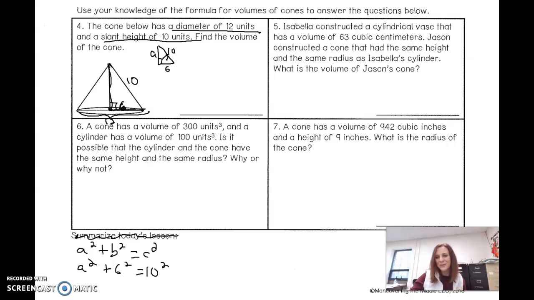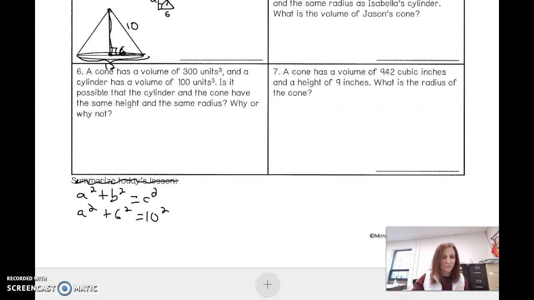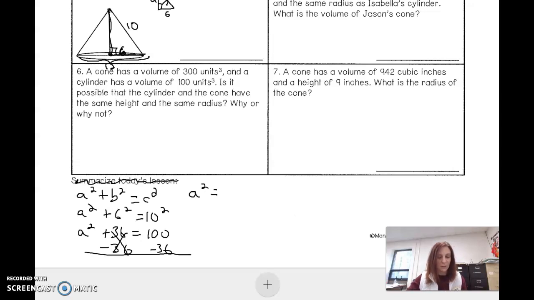A lot of the stuff we learned doesn't go away, guys. A squared plus 36 is equal to 100, 10 times 10. Subtract 36 from each side. And we're left with a squared equals, for the sake of time, I'm just going to use this calculator, 100 minus 36, which is 64. Here's good review for your test corrections you can be working on. We take the square root of each side, and we get a equals 8.